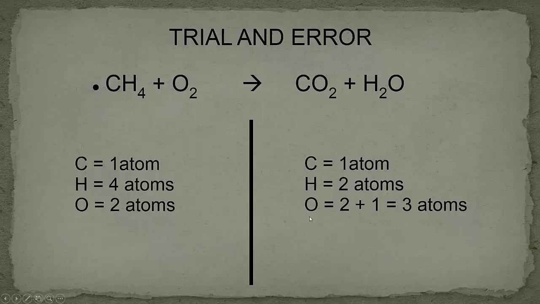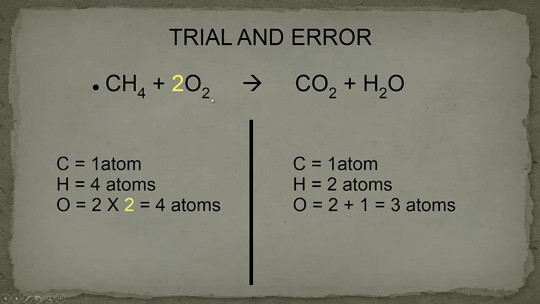And then you identify the number of atoms. For carbon, it has 1 atom. For hydrogen, it has 4 atoms. For oxygen, it has 2 atoms for the reactant side. For the product side, we have carbon, 1 atom, hydrogen, 2 atoms, oxygen, 2 plus 1 equals 3 atoms. Notice on the list of elements, for carbon, it is already balanced. For hydrogen, it's unbalanced, and for oxygen, it's unbalanced.